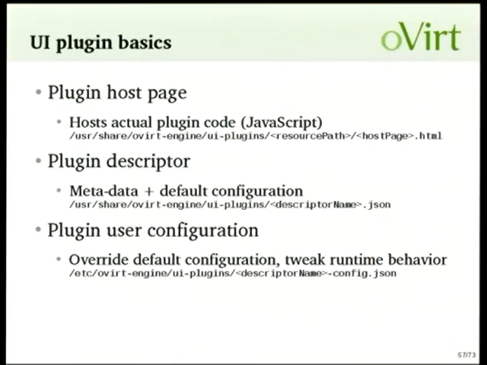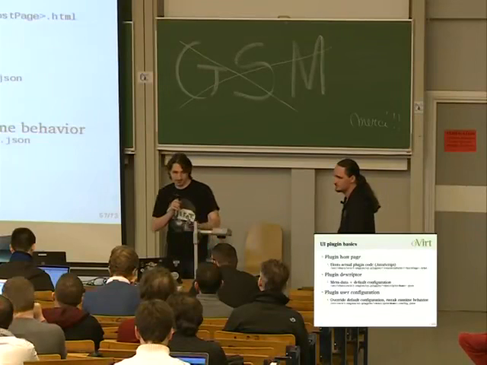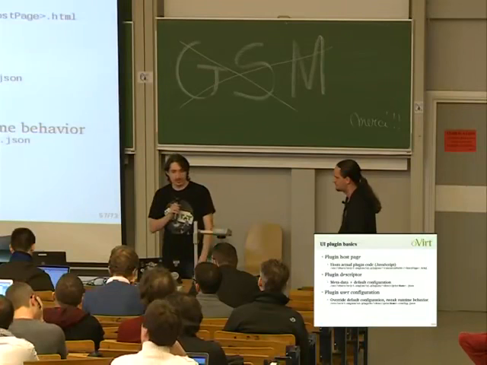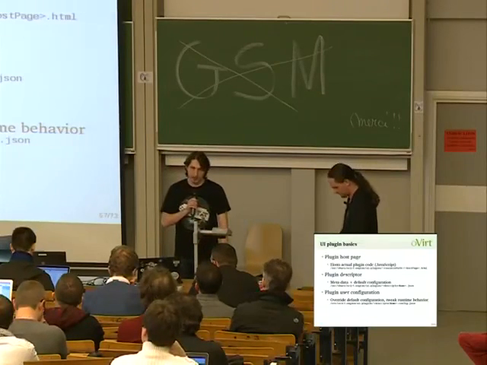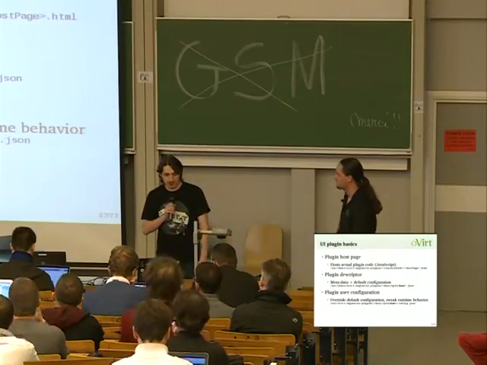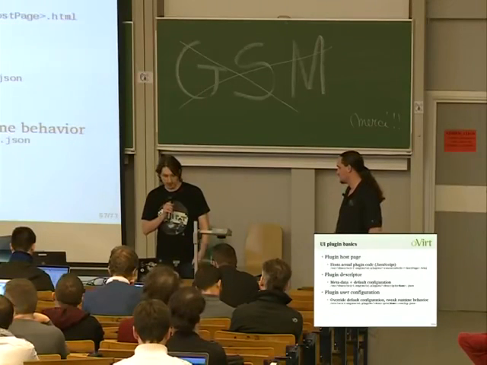What do you need to do to create a UI plugin? You first have to create a plugin host page. This is the page that holds the actual JavaScript code, and a plugin descriptor, which is a configuration file and includes some metadata. This is important for the UI plugins, and you can override it on a user level if you want to.